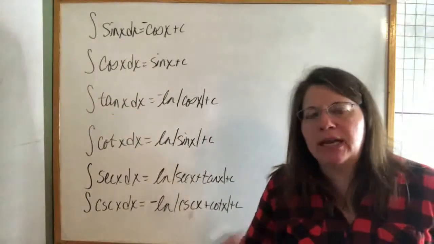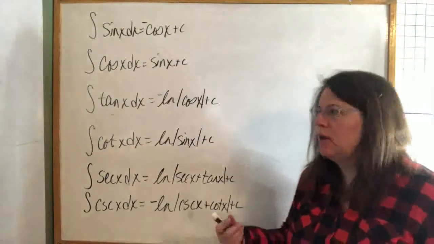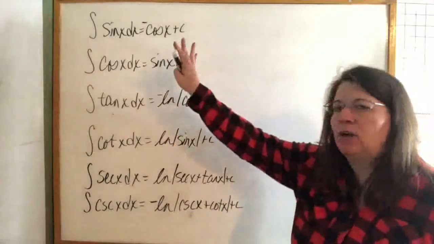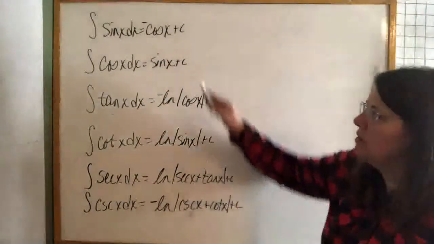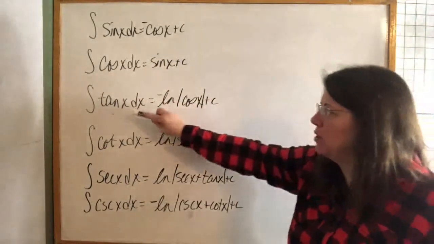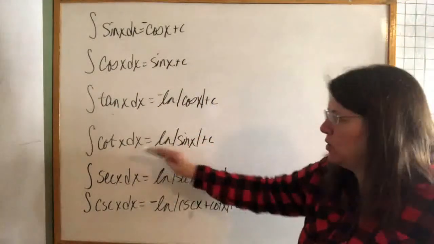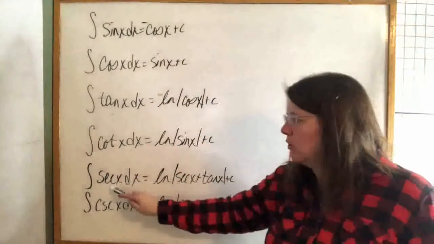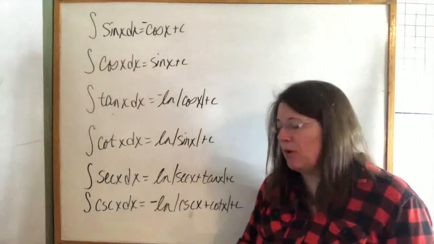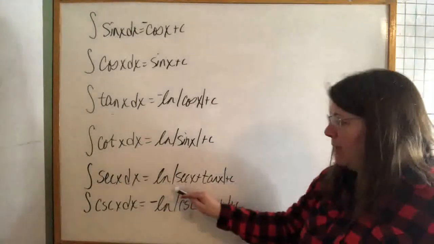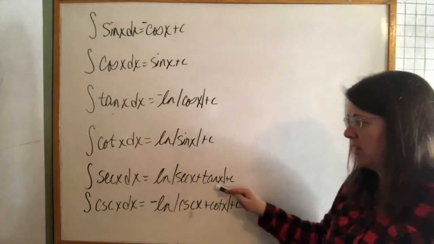So now that we know how to integrate dealing with natural logs, we can find or have all of the trig functions' antiderivatives. So sine and cosine we already knew. Tangent we just derived. Cotangent we just derived. So the other two are secant and cosecant. The antiderivative of secant, and you'll just need to memorize this, is the natural log of the absolute value of secant x plus tangent x plus c.